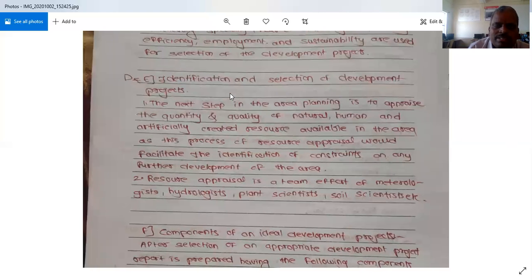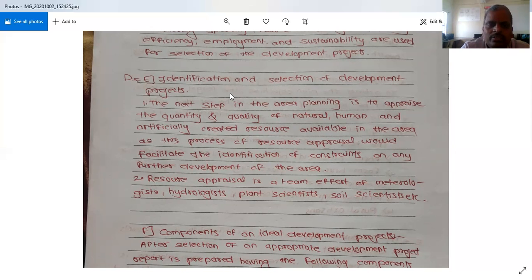For the resource appraisal, the next step in the area of planning is to appraise the quantity and quality of natural, human, and artificially created resources available in the area, as this process of resource appraisal would facilitate identification of constraints and any further development of the area.